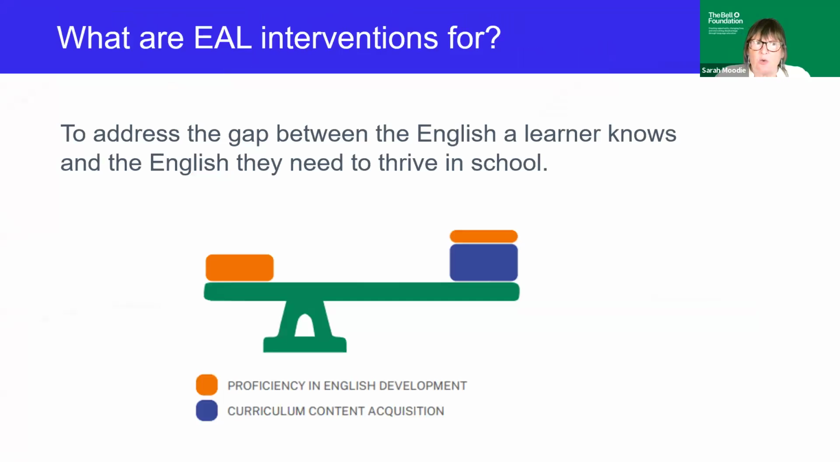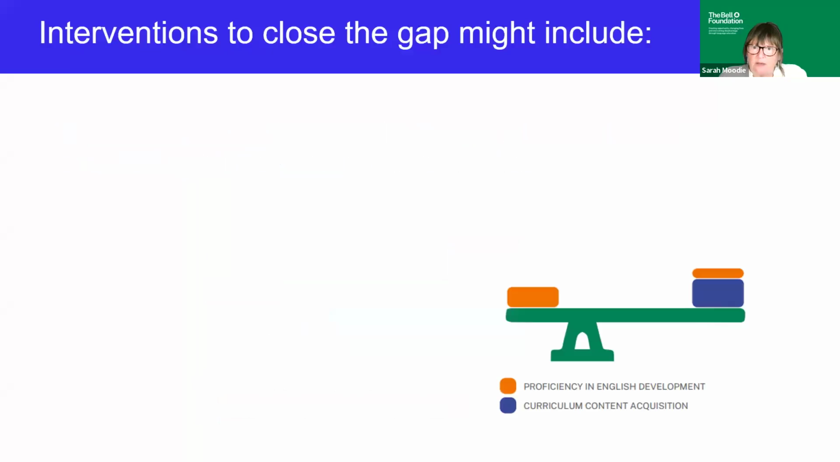Okay, so what are EAL interventions for? Very crucial question. The obvious answer, they're there to address the gap, to bridge the gap between the English a learner needs and what they currently have. Of course, EAL learners have this double job to do. They have to learn English and they have to learn curriculum content at the same time and interdependently. So it can be handy to think of a seesaw, which needs to be balanced. And we came up with this little diagram where you've got the proficiency in English development represented by orange, balancing the curriculum content acquisition, which has to come with some English development as well.